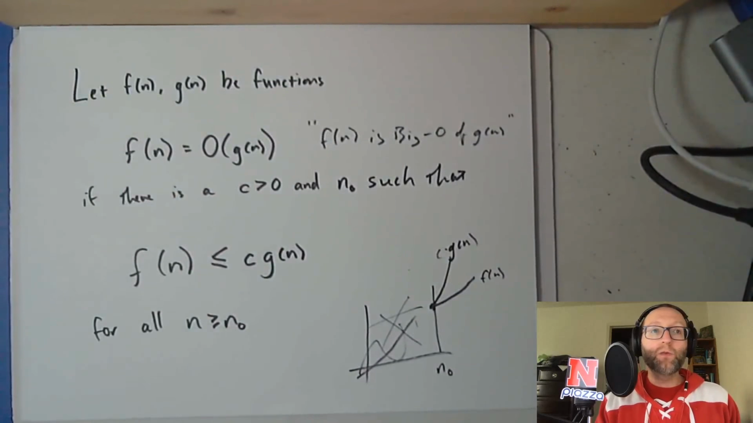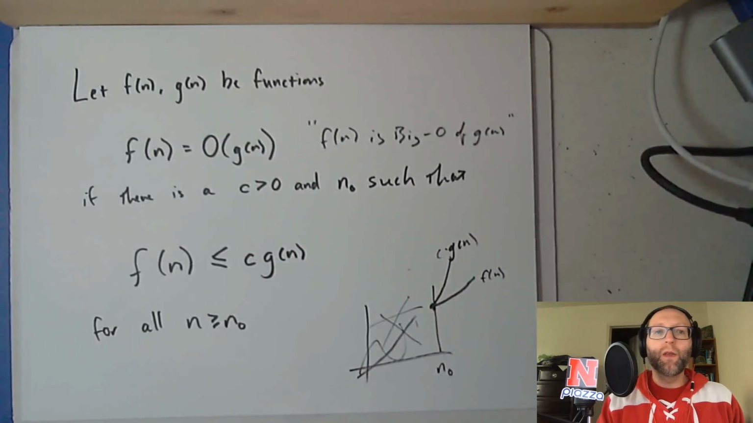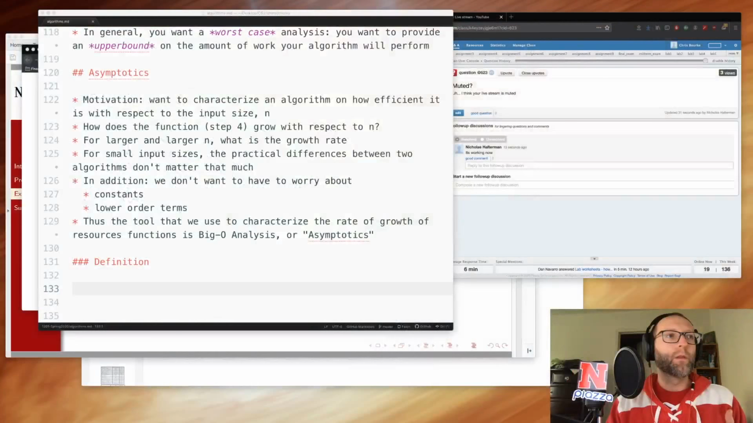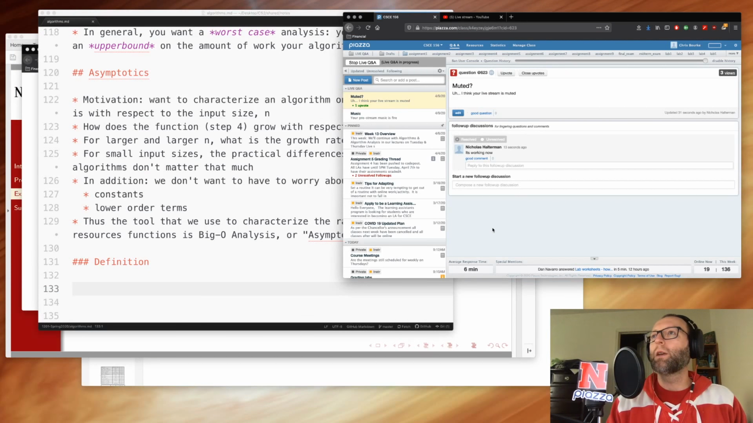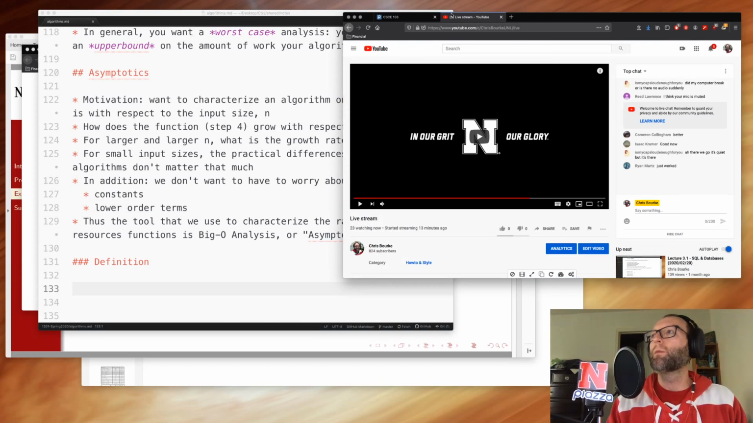So what we're going to do is go through several practical examples of how you use this tool to say that this algorithm is better than that algorithm, that this function has a larger order of growth than that function. All right, let's go back and check in with everybody. Yep, everything's still running fine. All right, great.